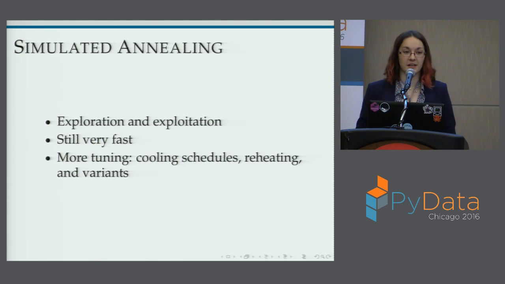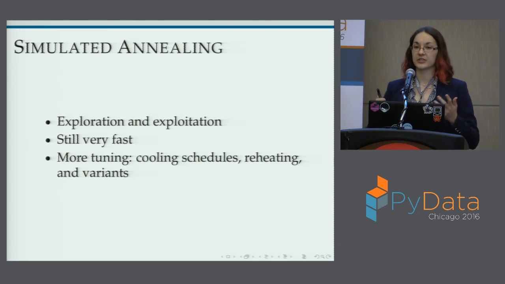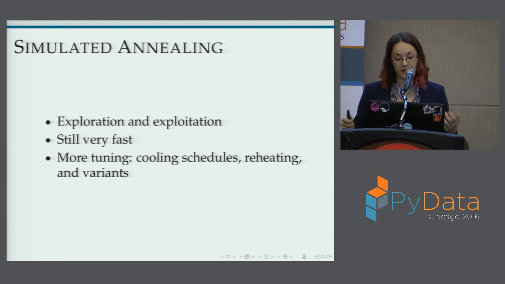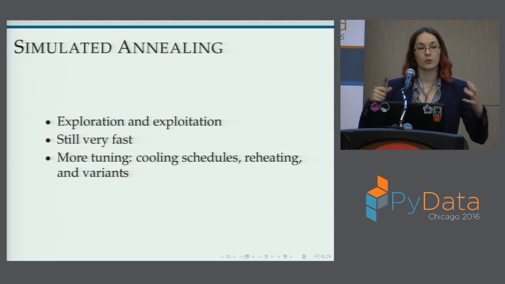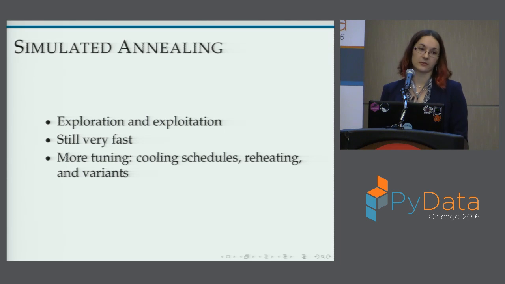So this is great because it gives us both exploration and exploitation. So exploration is traversing the fitness landscape, trying to find promising areas, and exploitation is working in a region where you already have been and trying to find the absolute best solution in that region. This is still really fast because you only have one solution at a time, and really the only overhead you're adding is keeping track of the temperature.